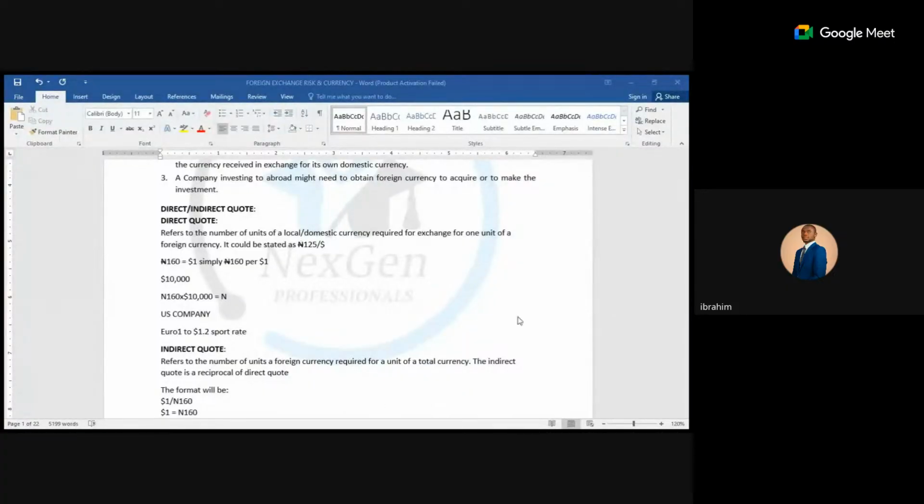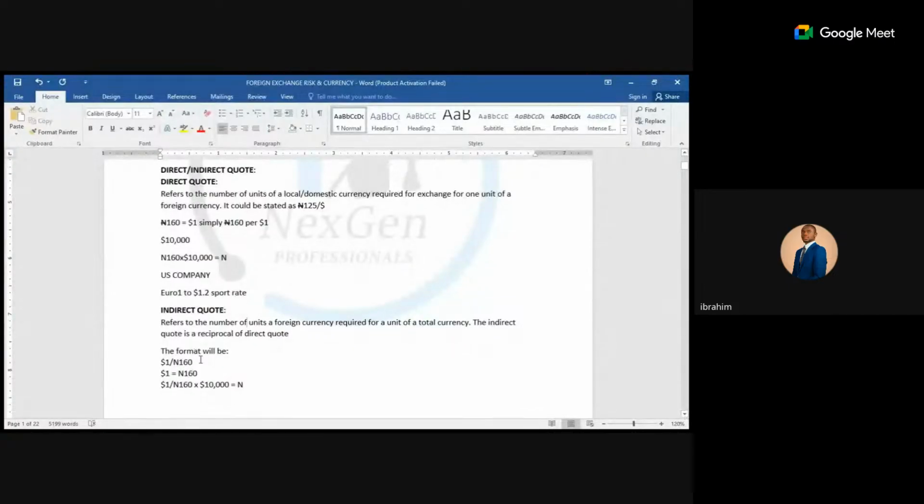Now, the indirect quote is the opposite of what I just explained. What is an indirect quote? Let's forget about English. You have a spot rate of $1 to 160 naira. What it means is that $1 is equal to 160 naira.